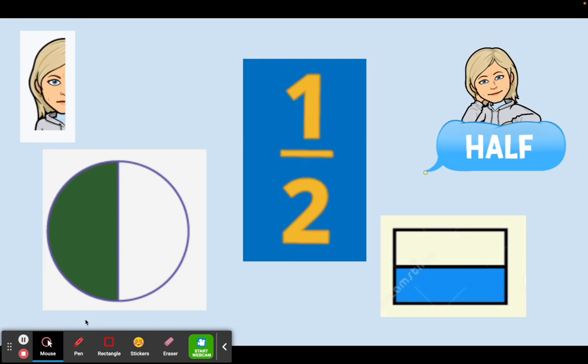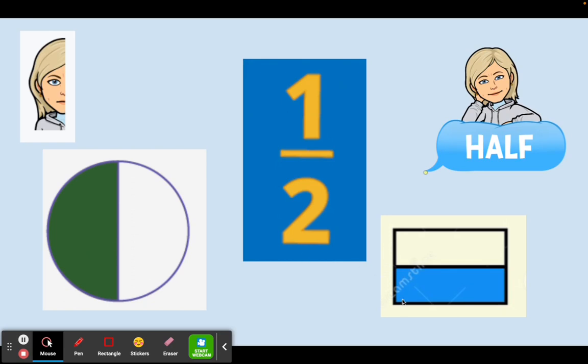So the first one we're going to look at here is a thing called a half. And this is the fraction symbol that means half. The denominator, or the bottom number, tells us there should be two parts to our shape. So if we look at the circle here, there is one part and another part of it. It has been broken into two parts, which means this is a half.